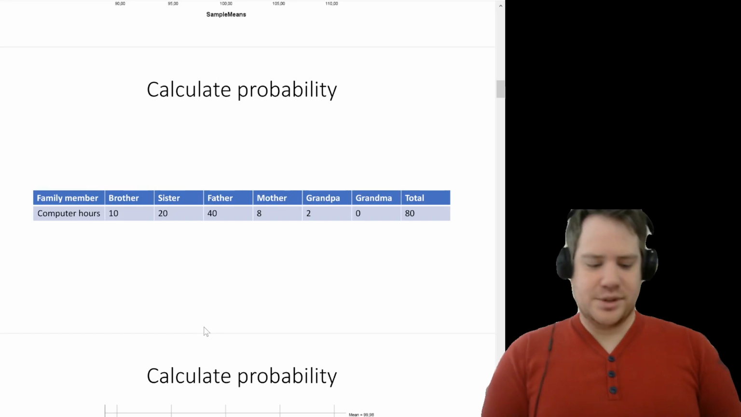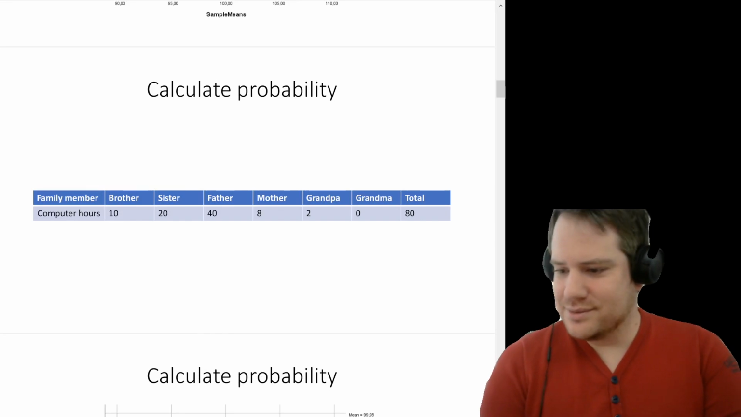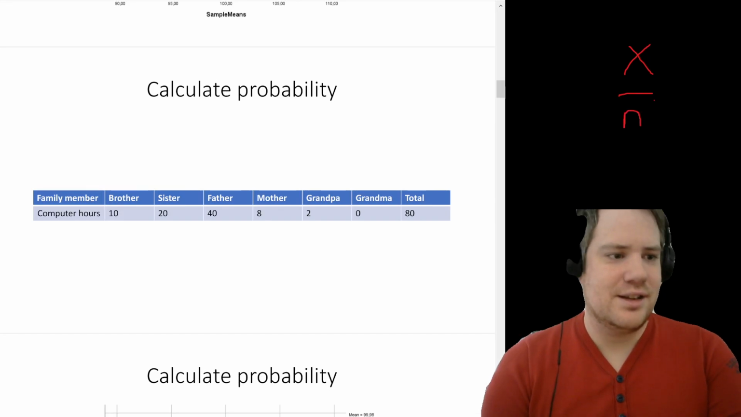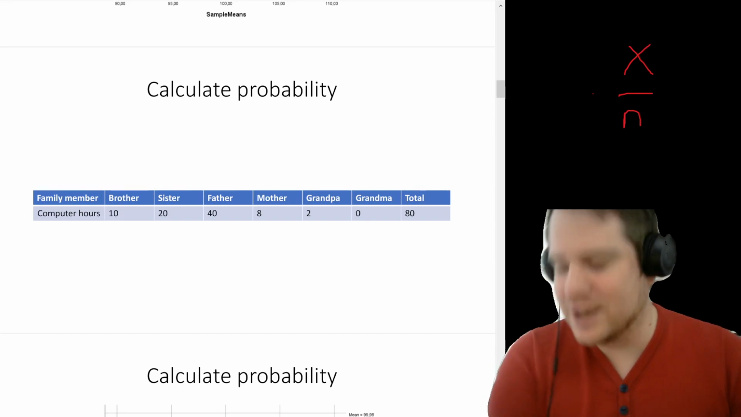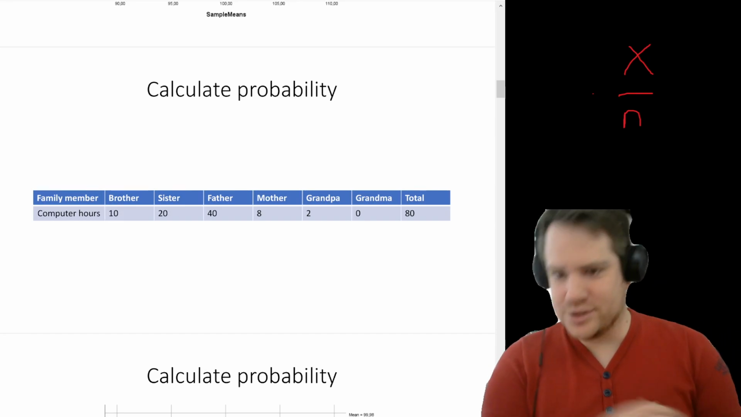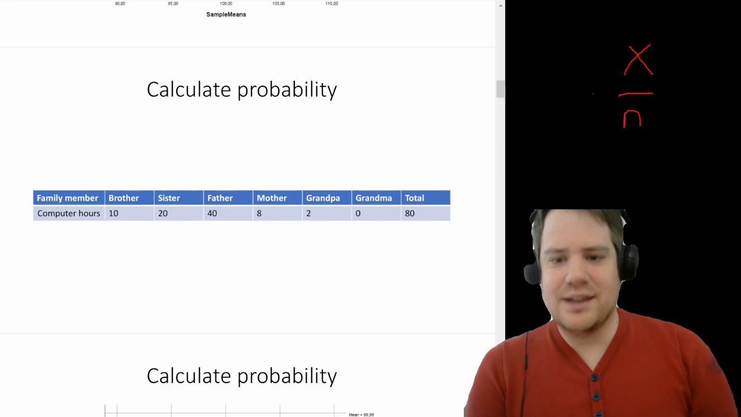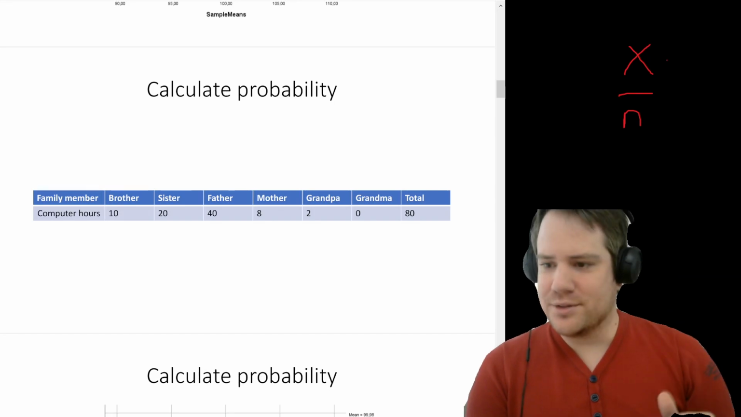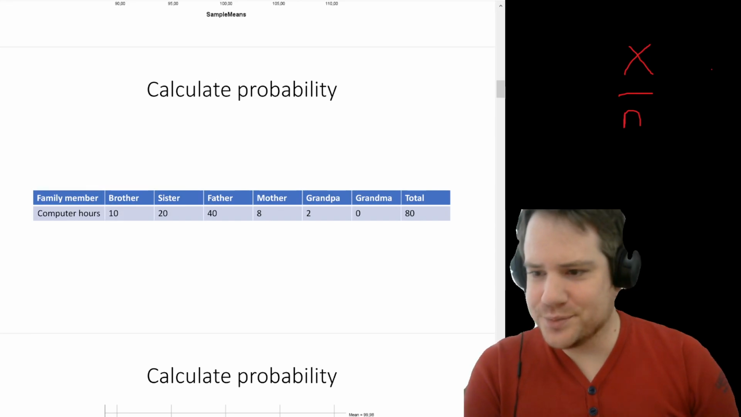So probability is always a measure of x. I'll write this down. It's always a measure of x divided by n. X is the amount of hours that fits whatever you're interested in, like, for example, parents or father or mother or siblings or brother or whatever, divided by n as the total amount of computer hours. So it's always this particular ratio. That's always what a probability is, and also proportion.